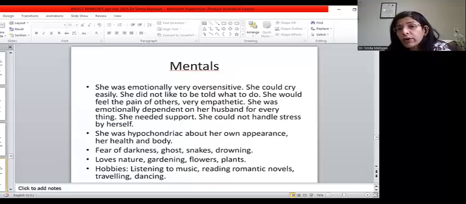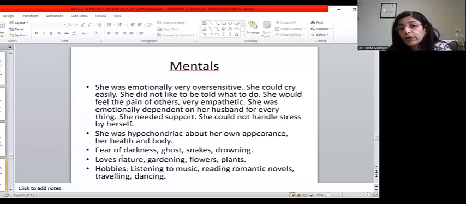She would feel the pain of others, but she was also like a rebel. She did not like people telling her do this, do that. She did not like when her mother would say, don't go to parties, don't go outside. She wouldn't like that. She could not handle stress by herself. She needed a lot of support.